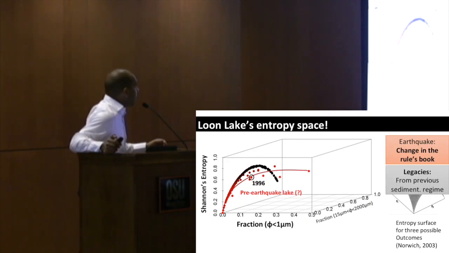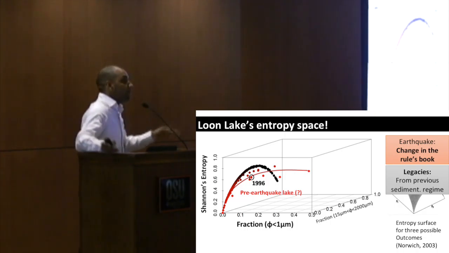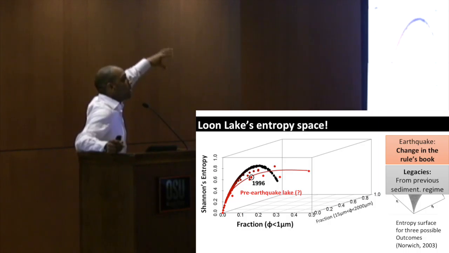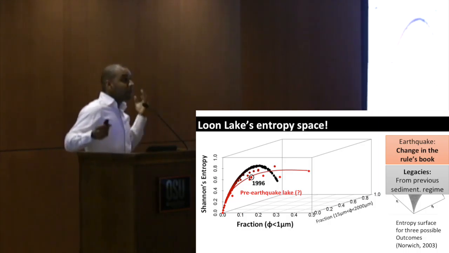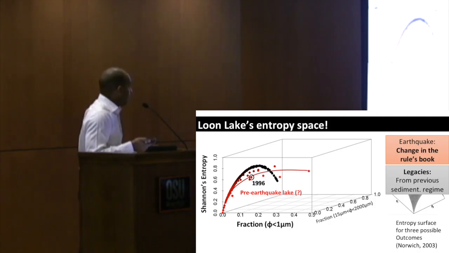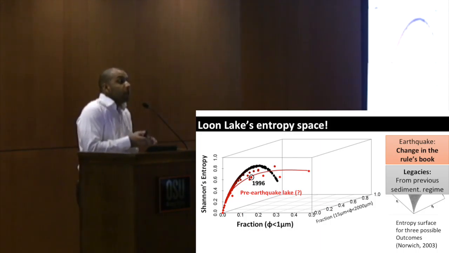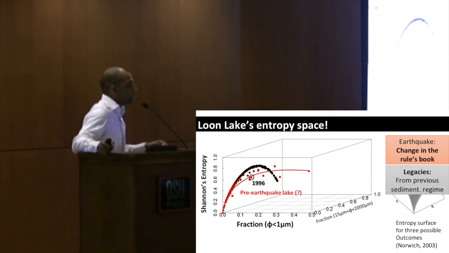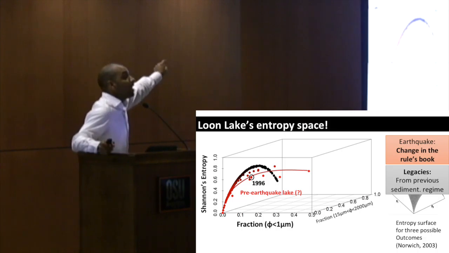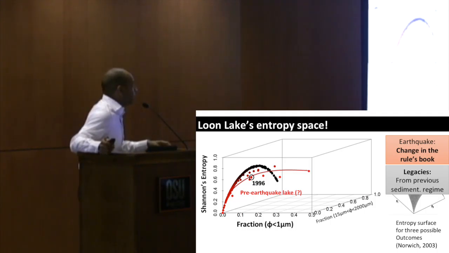Well, it turns out that these entropy curves can also be entropy spaces. The theory predicts that they can actually have three-dimensional shapes, and then you can locate the dots along this space. And what this means is that basically there was a change in the rules of the game. So that is the curve that corresponds to the pre-earthquake. And after the earthquake, it seems that something changed in the way the sediments are deposited in the lake. And now the lake behaves according to the black one. But there are some memories from the past that show up eventually, like the event in 1996. So we have some kind of legacies here from previous sediment regimes.